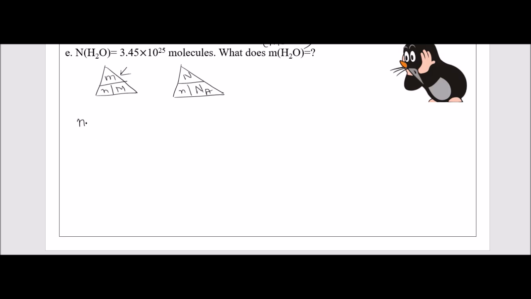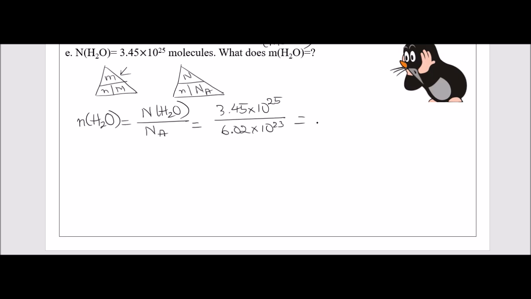So I'm going to start with finding n of H2O, which is the number of H2O molecules divided by Avogadro's number. So you have 3.45 times 10 to the 25 over 6.02 times 10 to the 23. It's quite a big number actually, but sometimes you do have a lot of mole.